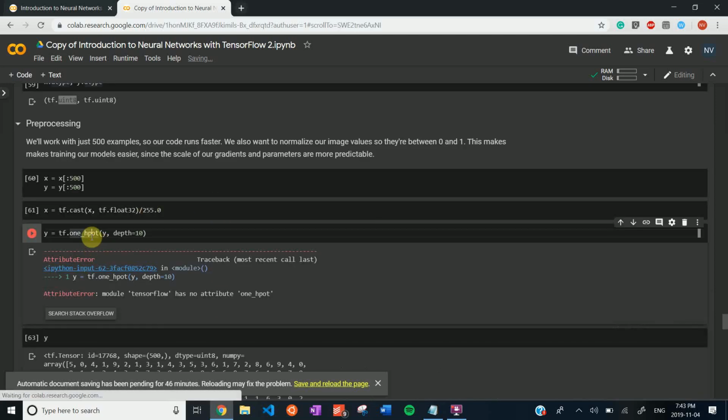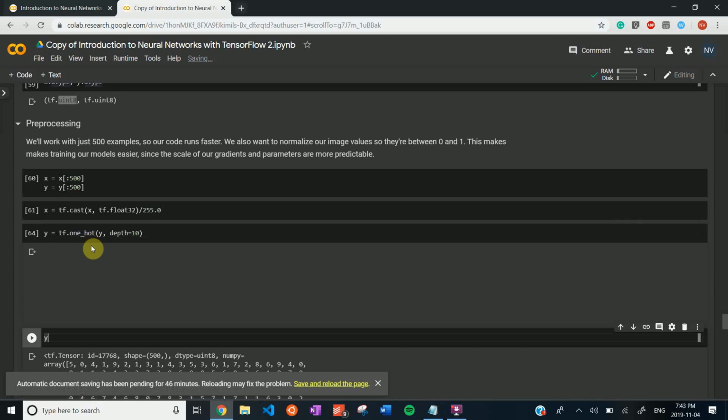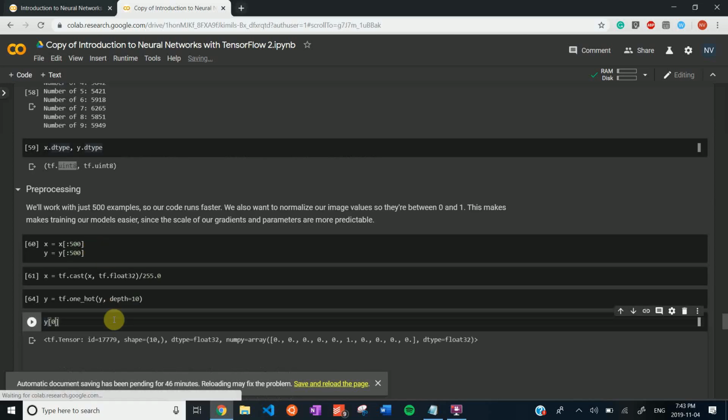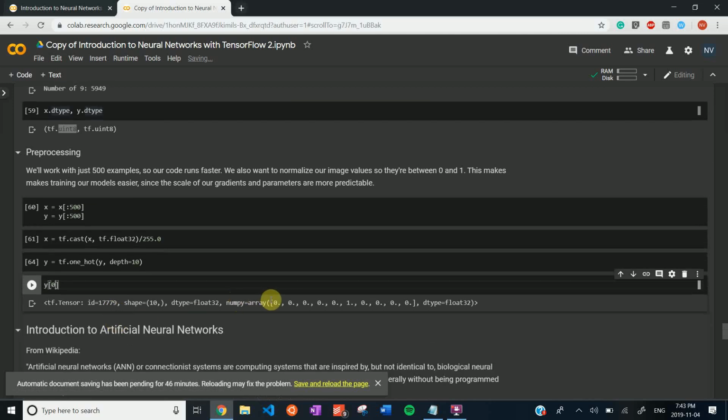Okay, it's cool. And if you look at y[0], for example, now this has become a vector of length 10, and the only one is basically what the value was before. So this y was a 5 before, now it's a 1 here.